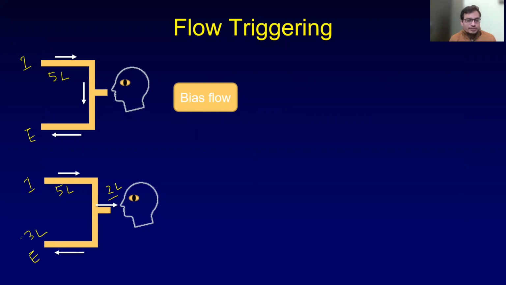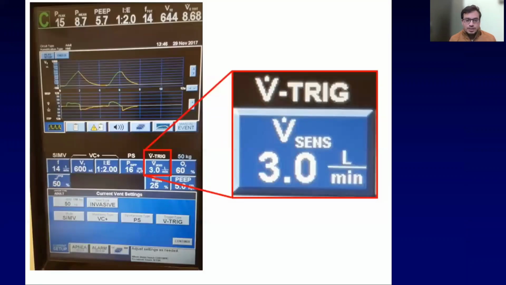So that you have to actually adjust. Suppose you have set the trigger at 2.5 liters, but the patient is making an effort of only 2 liters. That will not create a breath. So here the example is very good. The Puritan Bennett 840 is the type of ventilator screen shown here. It allows the user to set a flow trigger directly in liters per minute. You can see this is V sense and V trigger, where V dot means flow.